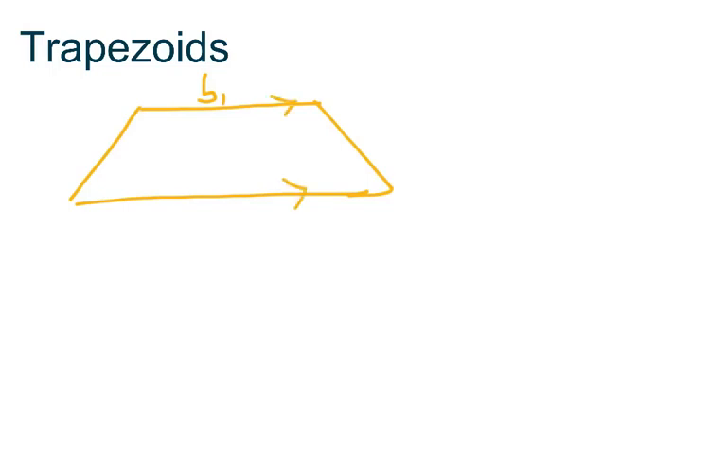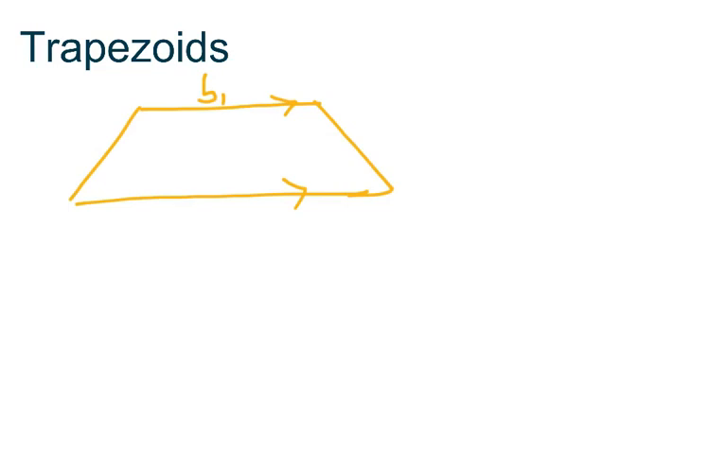Finally, we have trapezoids. Trapezoids are kind of cool. Again, if we had more time, I could show you activities that make more sense of why the area is what it is. But right now we're just going to explain how you find the area. Trapezoids have just one set of parallel lines.